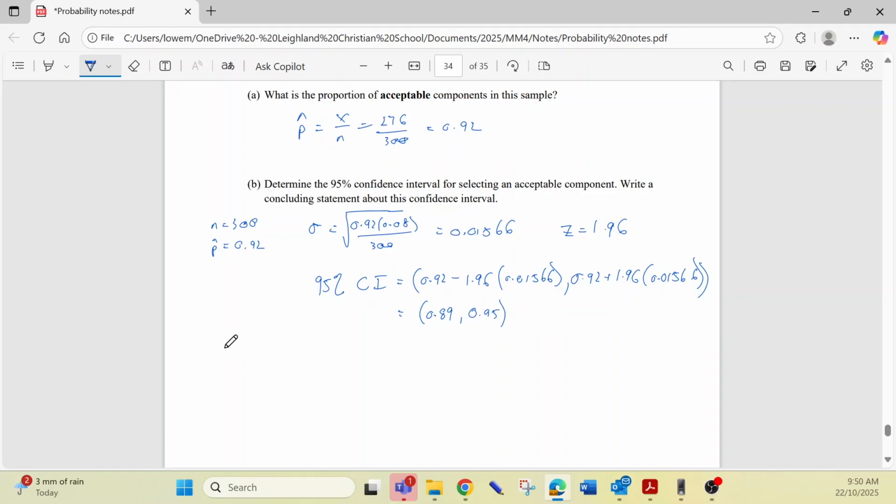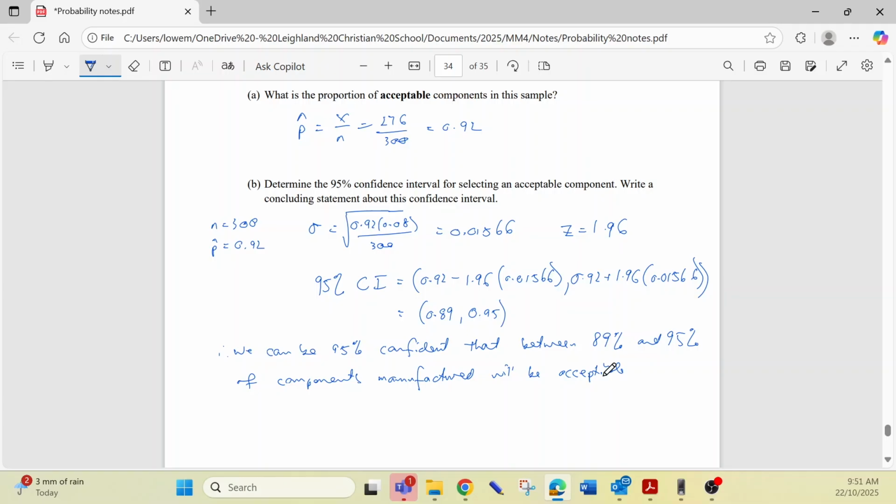In terms of a concluding statement, we can be 95% confident that between 89% and 95% of components manufactured will be acceptable.